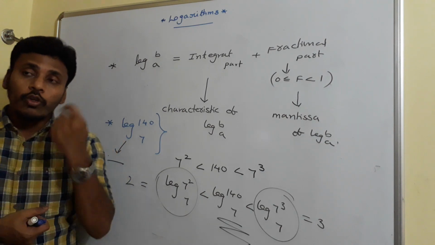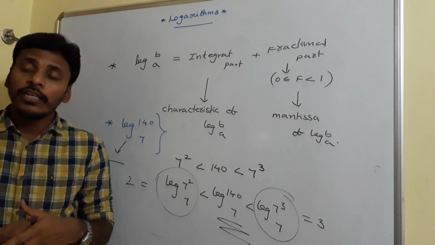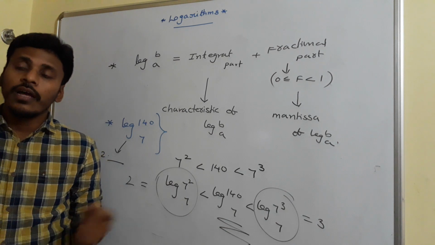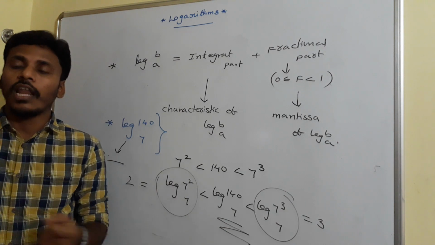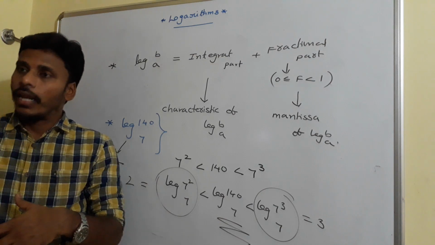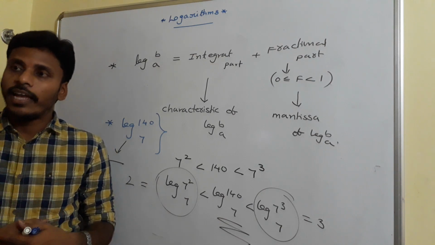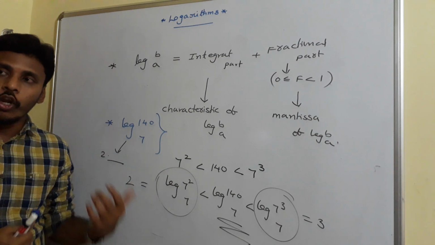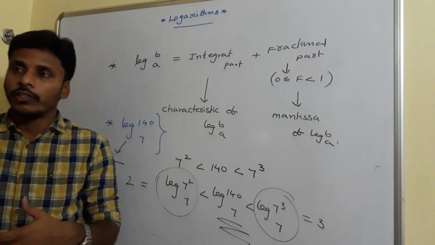Is it clear? So what is that integral part? To get that integral part, you need to identify two integers between which the logarithmic value lies. So this is something about the characteristic of the logarithm. In the next class, I am again going to deal with the characteristic along with the mantissa. Just have a look, and if you have any doubts, raise your hands here.